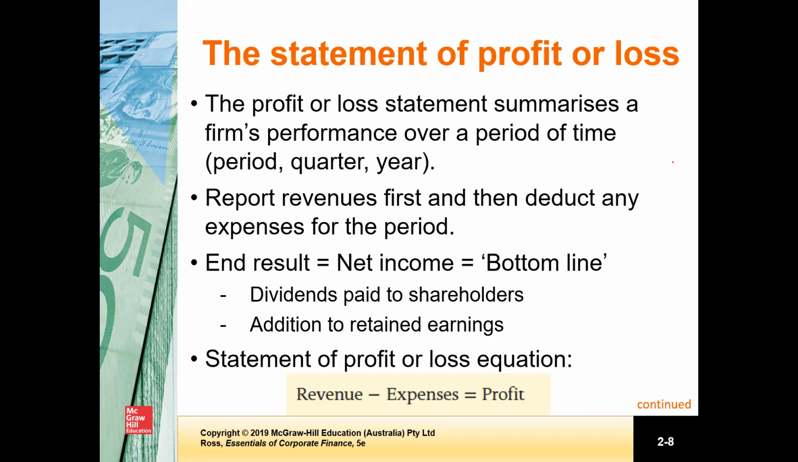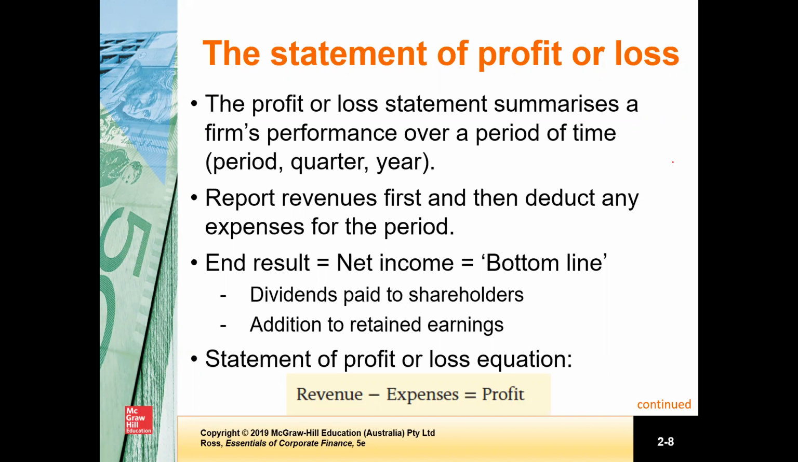And in this video, I'm going to discuss the second learning objective of chapter 2. We will learn about accounting income and cash flow. So we start with the statement of profit or loss. The statement of profit or loss is also called income statement.